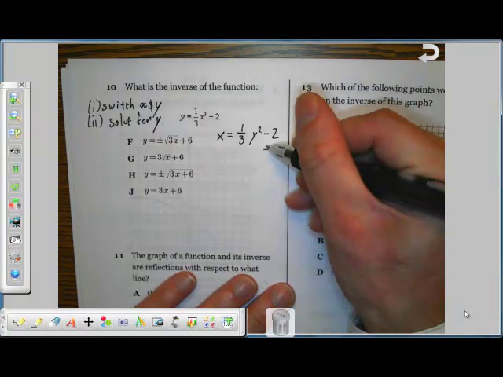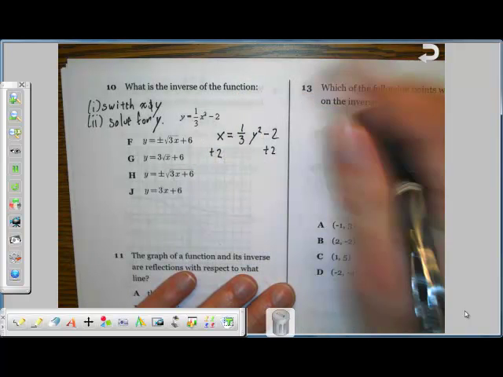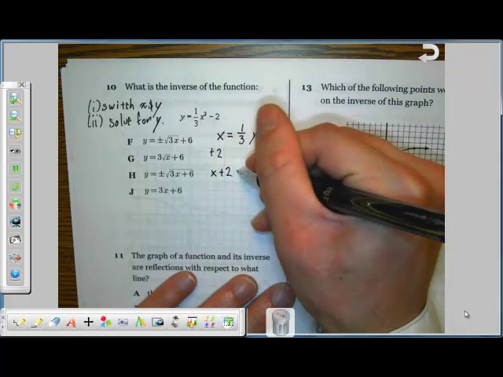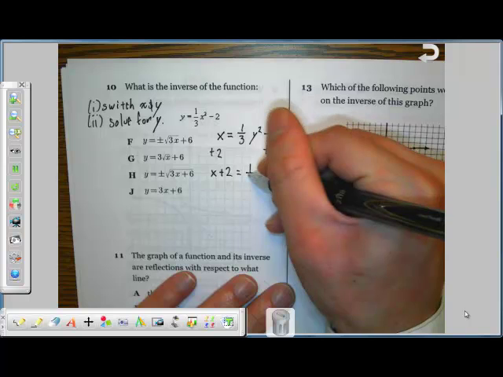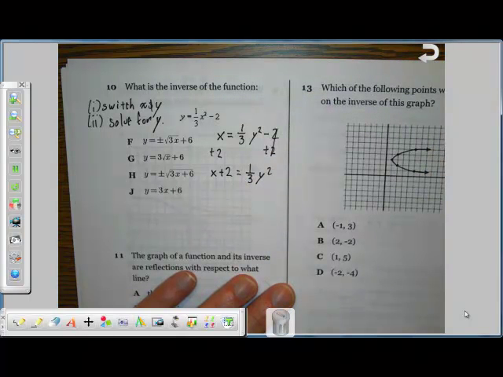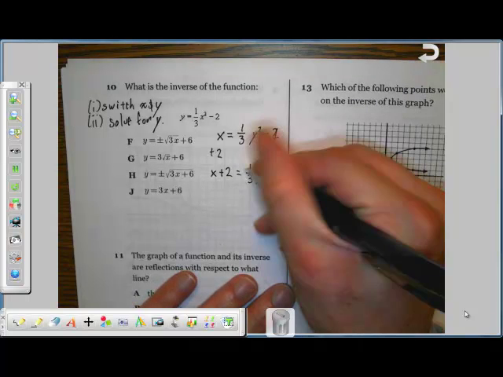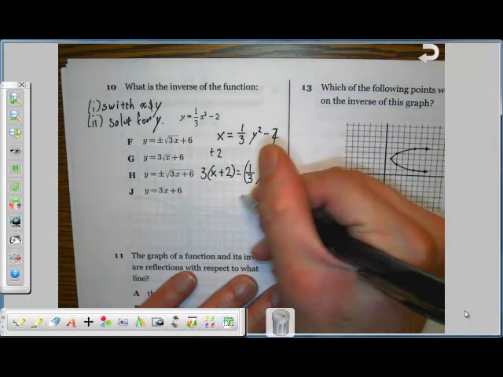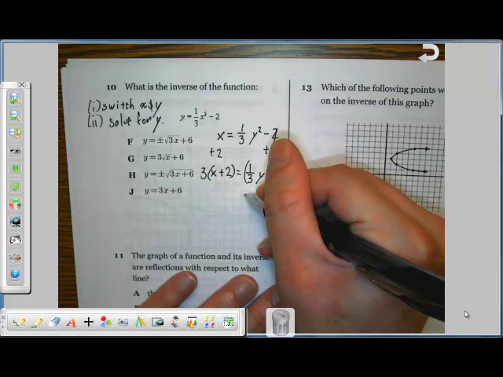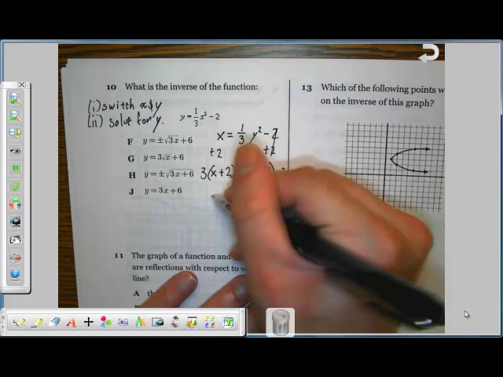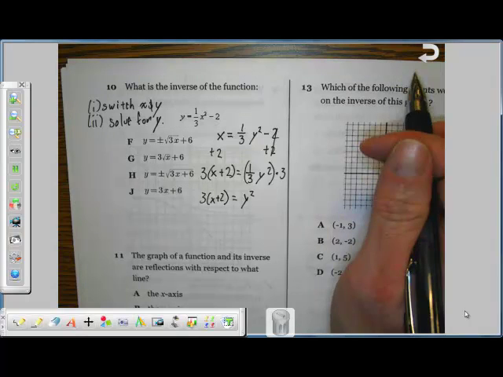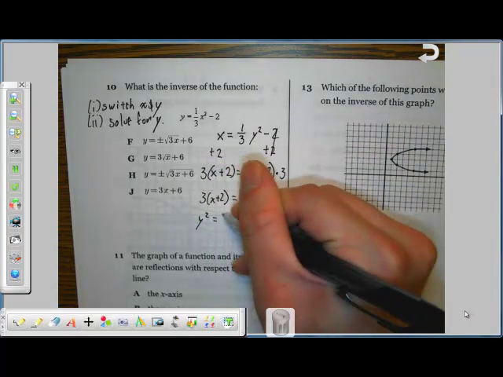We are going to add 2 to both sides. That cancels. So now I have x plus 2 is equal to 1/3 of y squared. Now I'm going to cancel the 1/3. The opposite of taking a third is to multiply by 3. So now I have that y squared is equal to 3 times x plus 2. I'm going to use my reflexive property to make this a little neater. Y squared is equal to 3 times x plus 2.